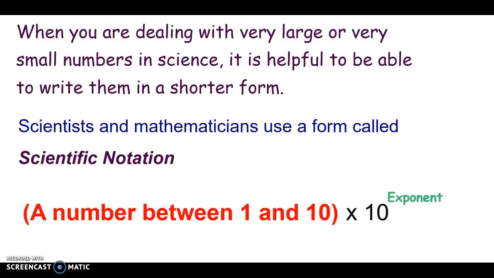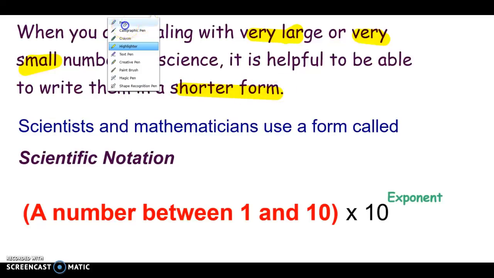So when we're dealing with very large numbers or very small numbers, so we're not talking about something like 125, it is helpful to write them in a shorter form. That's what scientific notation is. It's just a way of writing a number in a shorter form.